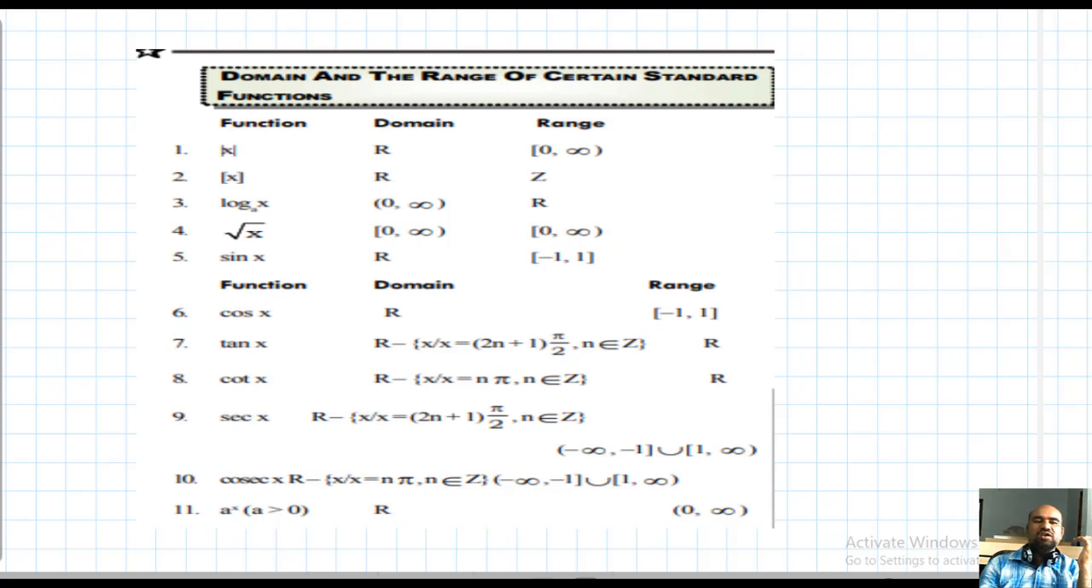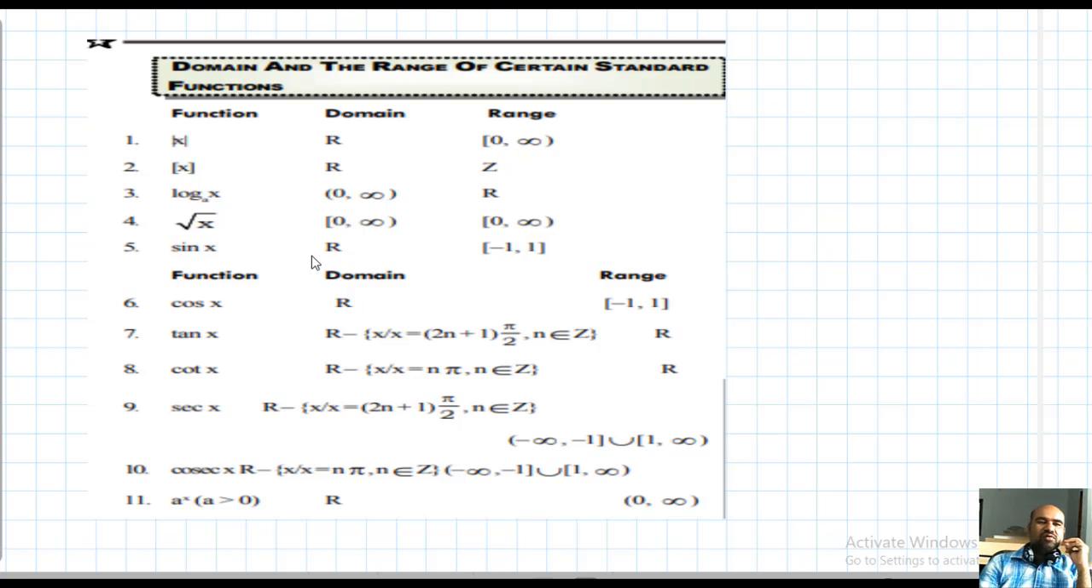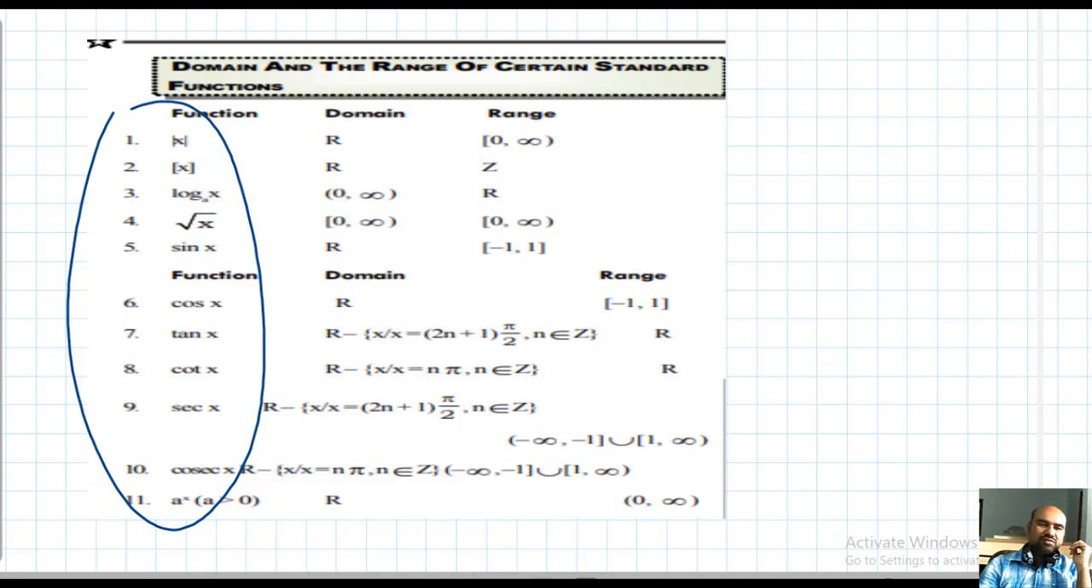Hello students, this is the 15th part of functions. Today also I am going to explain some problems based on domains and ranges, because this is a difficult concept in functions, finding domains and ranges, especially range. So here some basic functions are given, their domains and ranges are listed. Now just observe.